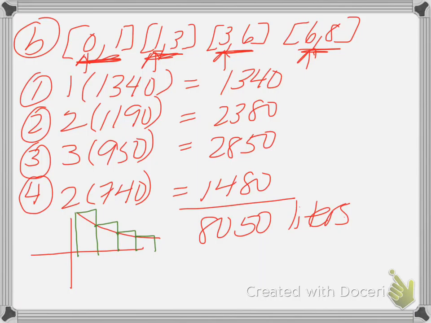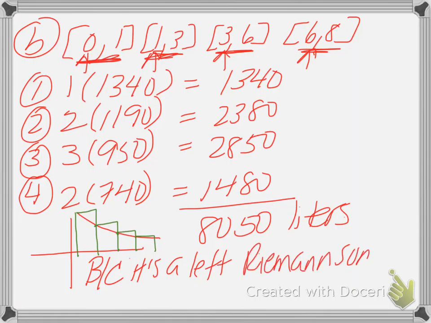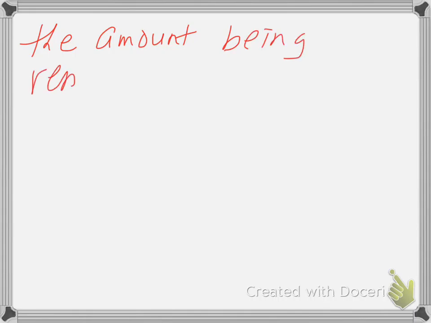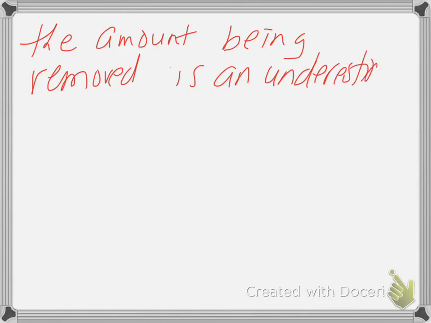So you're going to write, because it's a left Riemann sum, the amount being removed is an overestimate. Okay, and that was part B.